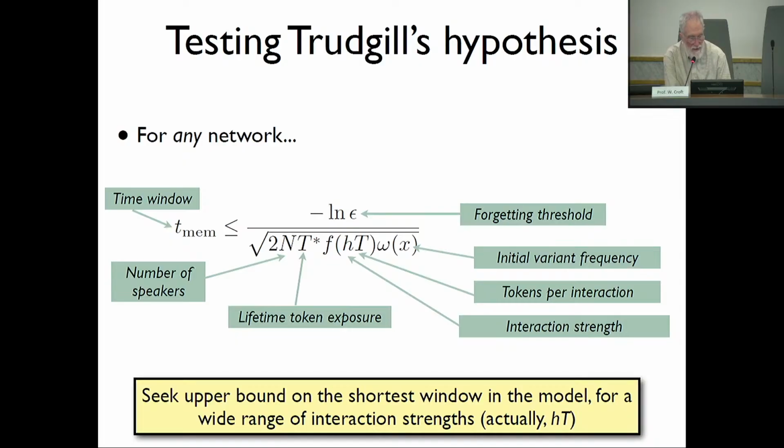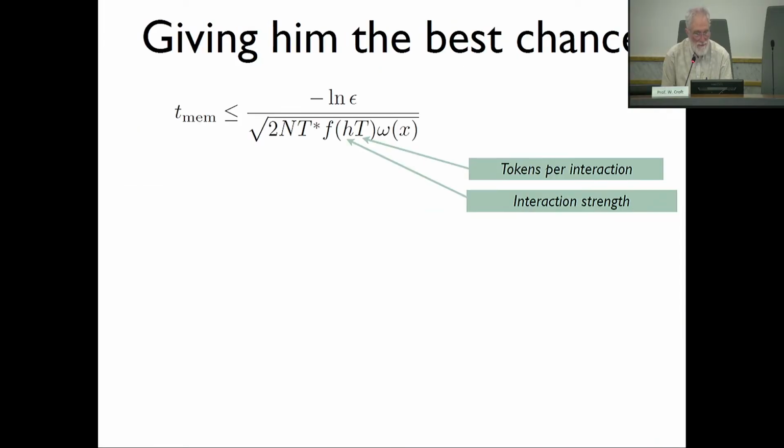So basically we're seeking an upper bound on the shortest window in the model for a wide range of interaction strengths. In other words, we can fix things like the number of speakers, the forgetting threshold, the initial variant frequency, and the lifetime exposure, but we don't really know tokens per interaction and interaction strength. So those two variables, we have to look at all the parameters to see whether they actually reach it or can do it in 50 to 60 years.